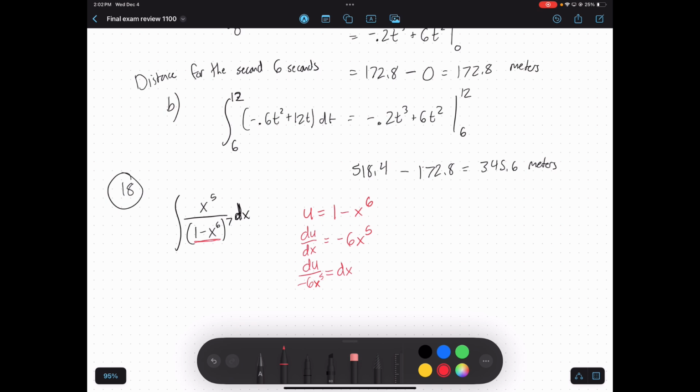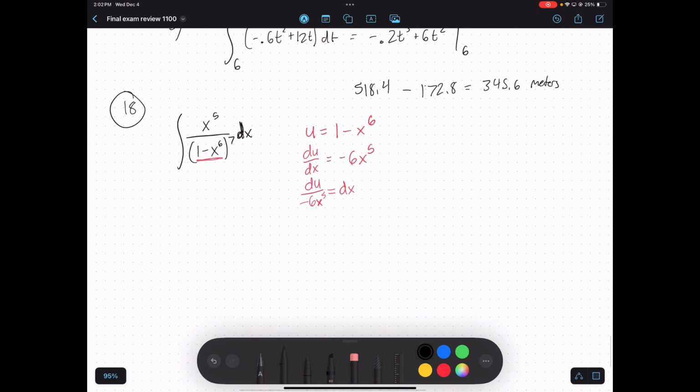That's why we take the derivative of whatever your substitution is. So with integration by substitution, you figure out what you want to substitute, and then you take the derivative of that so that you can substitute your dx as well. Okay. If we did it right, we're going to have x to the fifth up here. Instead of 1 minus x to the sixth, what can I use there instead? Just a u. I'm going to have u to the seventh power. And then dx is this du over negative 6x to the fifth. If we did it right, what should happen?